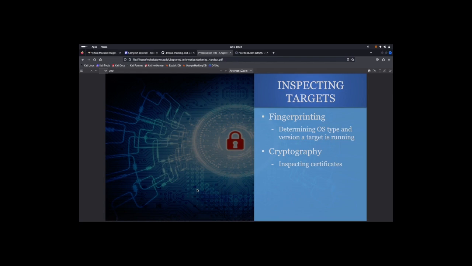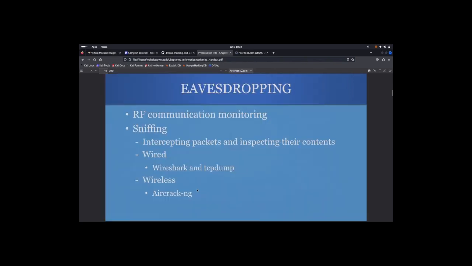After that there is cryptography. Cryptography basically means if you have a SHA 256, you have to check it or something like that. These are inspections of cryptographic situations. We're going to learn about it more.